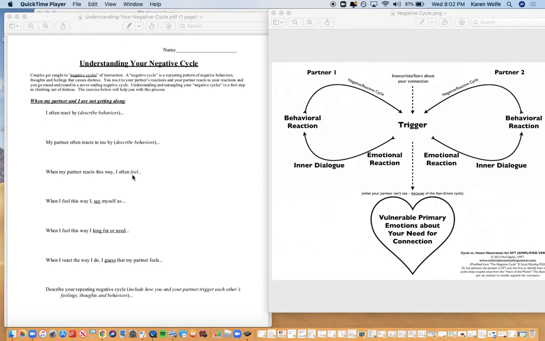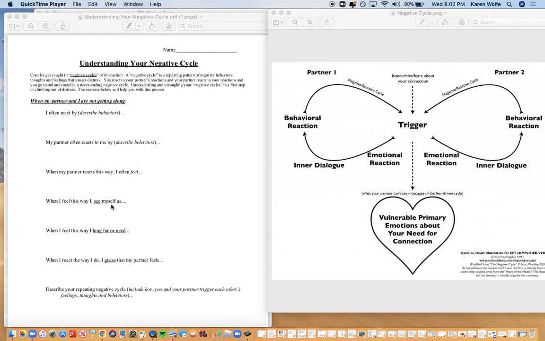It can be helpful in filling these out to actually look up an emotion wheel. If you just Google emotion wheel, you'll find a multicolored picture of a wheel with, I don't know, like 50 emotions on there. That can really be helpful in identifying the emotion words. Okay, so that is the emotional reaction. The inner dialogue is this part.